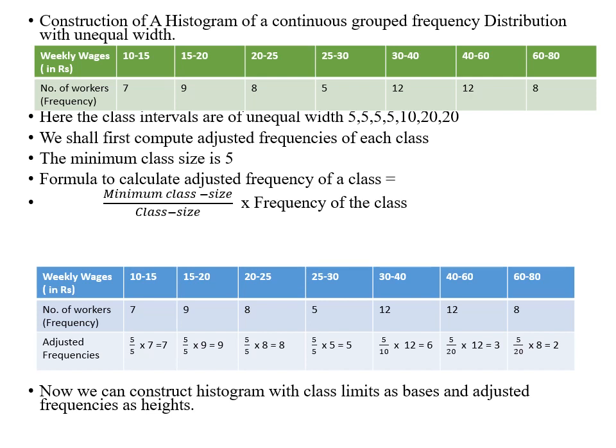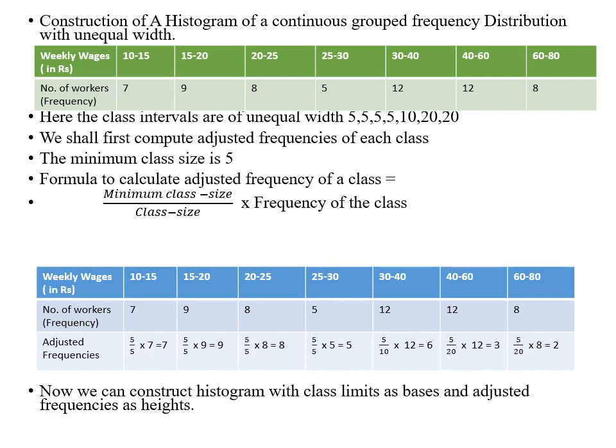So how to represent the histogram of this type of frequency distribution table? Let's see. Here the minimum class size is 5. So, the formula to calculate the adjusted frequency of the class: for each different width, we will calculate the adjusted frequency so that our graph is in proportion. So, minimum class size divided by the class size, into the frequency of the class.